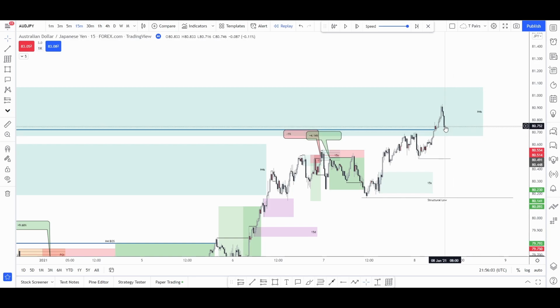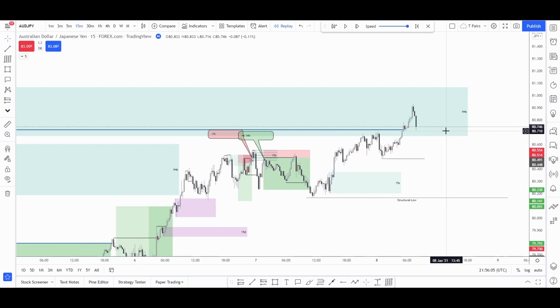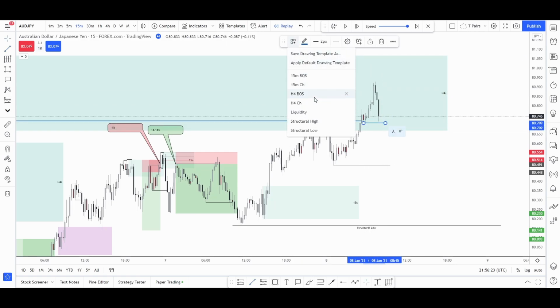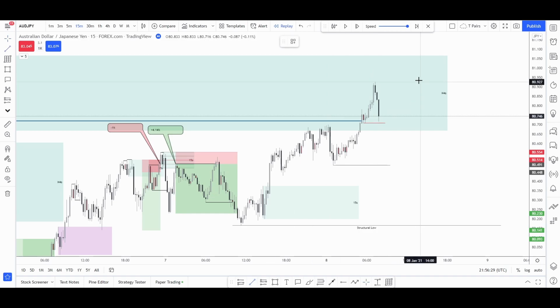So if we get a break of this, I'm just trying to think where I'd mark this on, because we've got an inside bar. Yeah, if we get below the inside bar, that would be chalk. We've got a little bit of it here, a bit tricky.